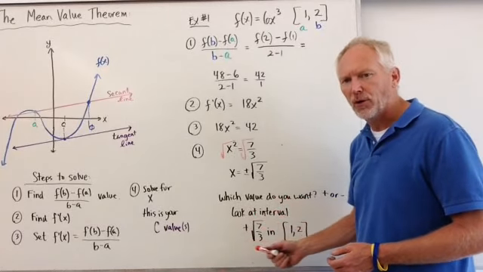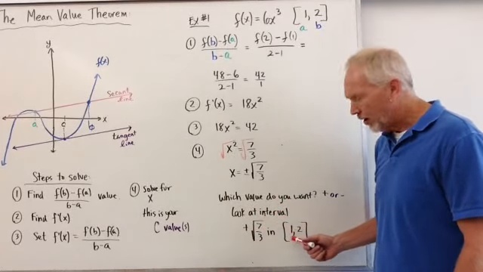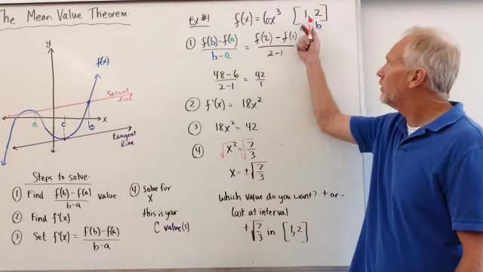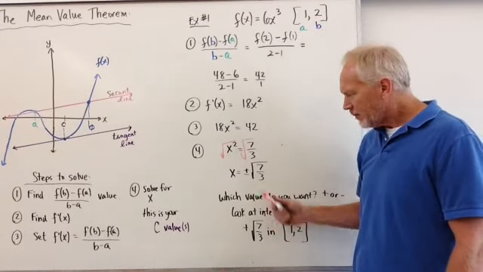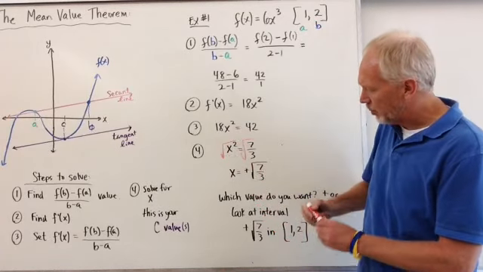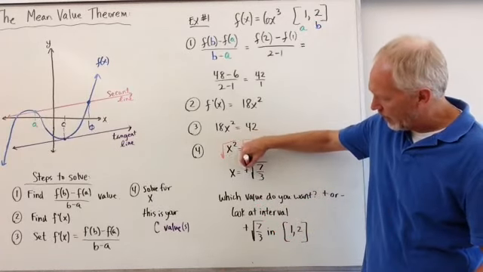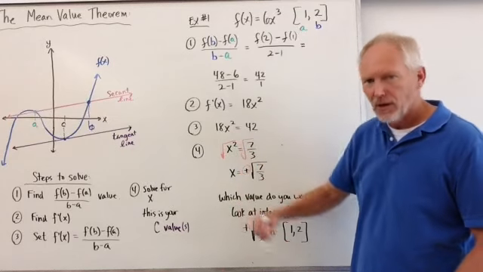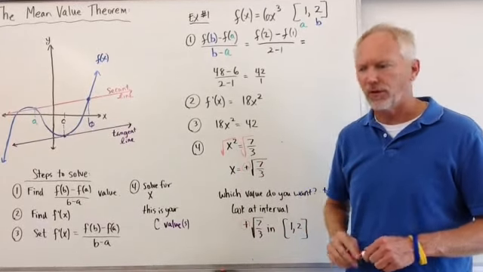So now, which value do you want, the plus or the minus? We have to look at the interval. Go here to our interval. Our interval is from 1 to 2, right? 1 to 2. So, do we want the negative? No, we don't. We only want the plus. So, we will then have positive root 7 over 3.